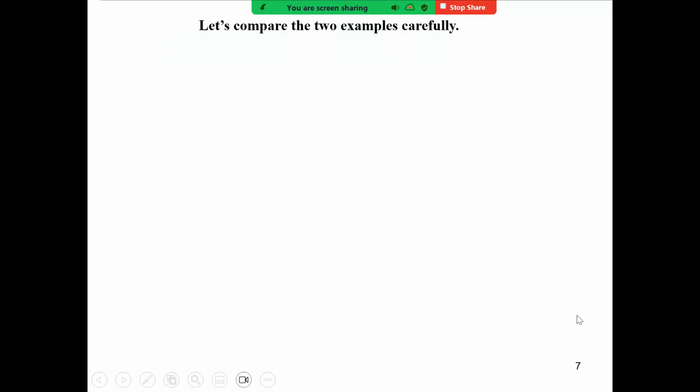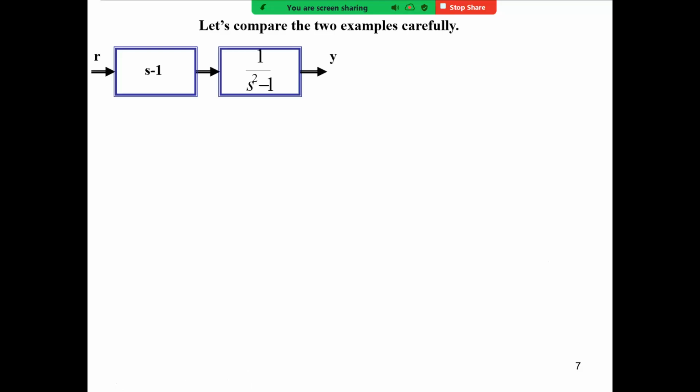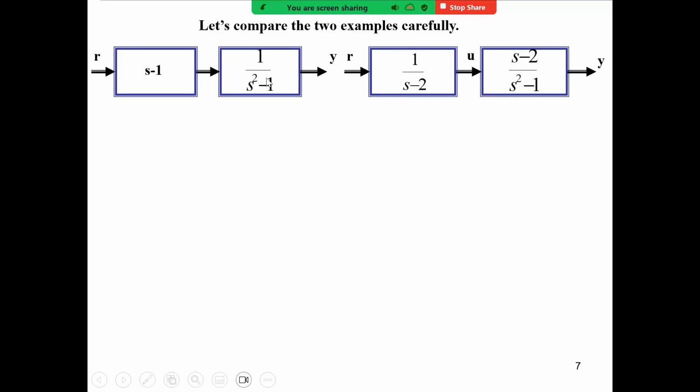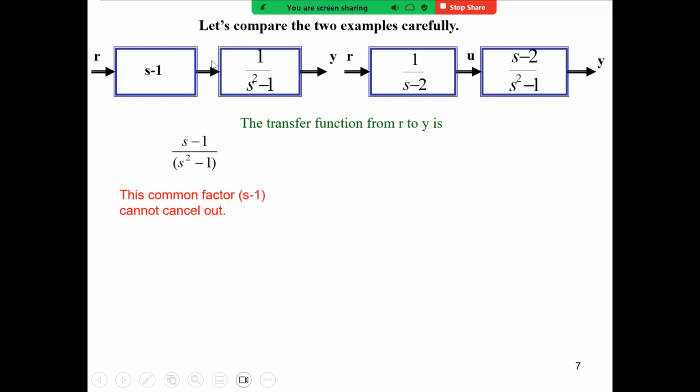Okay. Now, I guess many of you probably already get confused, right? Let's take a close look at those two examples carefully. On the right side, this s minus 1 cannot cancel out. Oh, sorry, on the left side. The common factor s minus 1 cannot cancel out. On the right side, in this case, actually, this is the correct answer. This s minus 2 should cancel out.